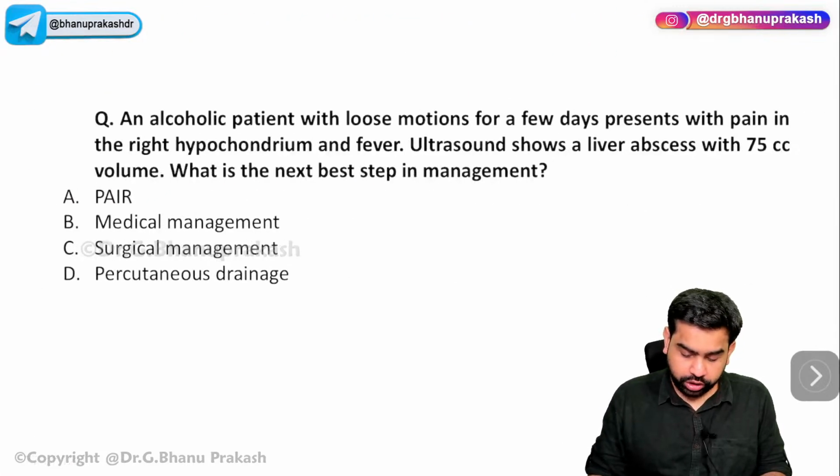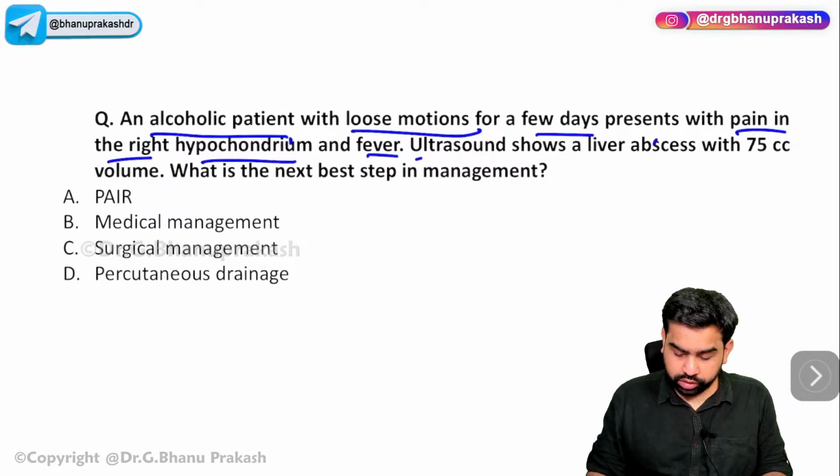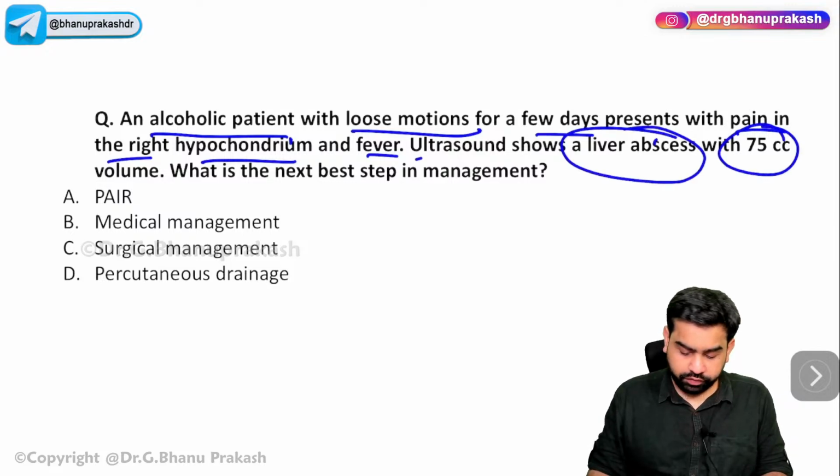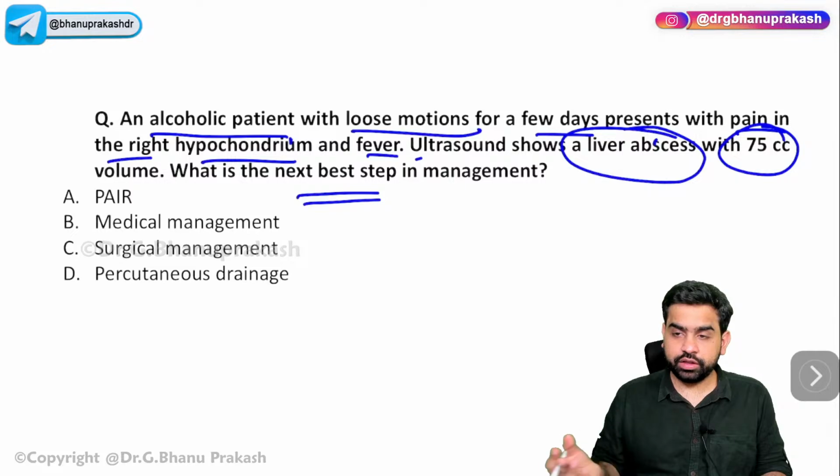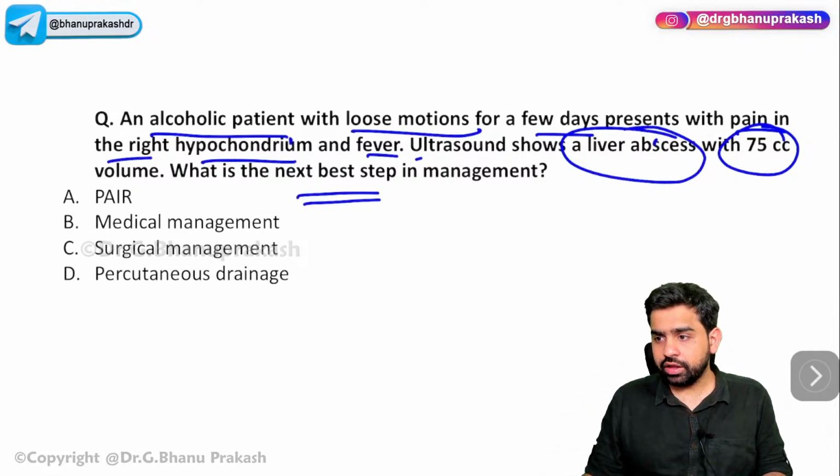Now, there is an alcoholic patient with loose motions for a few days, presenting with pain in the right hypochondrium and fever. Ultrasound shows a liver abscess of about 75 cc. What is the next step in the management of this particular patient? First of all, tell me, what are we dealing with? An amoebic liver abscess, or a pyogenic liver abscess? What do you think? I hope you are saying that we are dealing with an amoebic liver abscess.